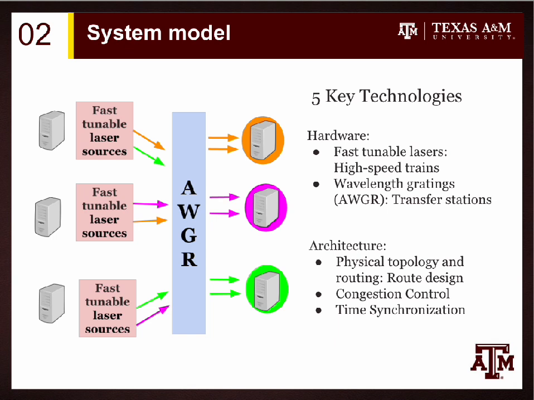To sum up, this paper presents 5 core technologies, 2 related to hardware and 3 to architecture. Our main goal today is to walk you through these 5 technologies. Fast tunable lasers are our high-speed trains. AWGR is our transfer stations. And we need to design the road and design something about congestion control and time synchronization. In the following sections, we'll explain why each was chosen or designed, how it works, and what advantage it brings.